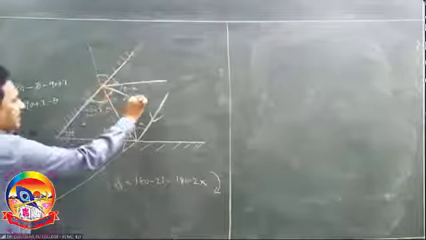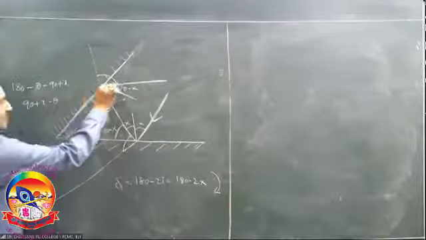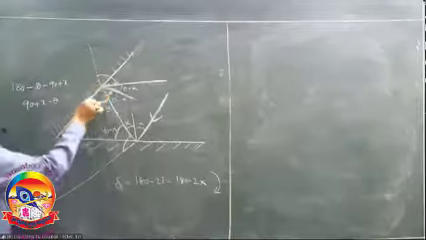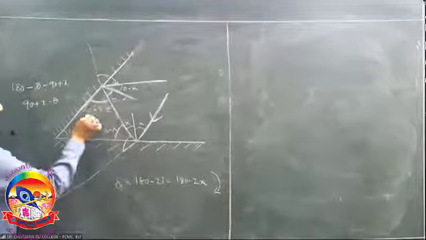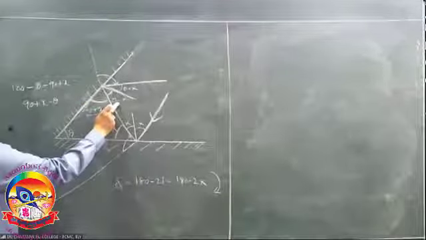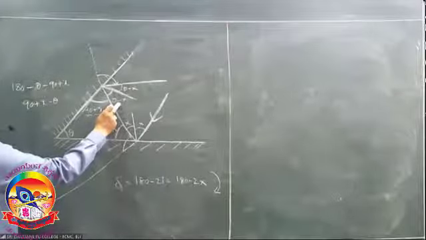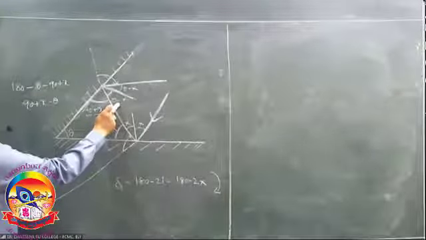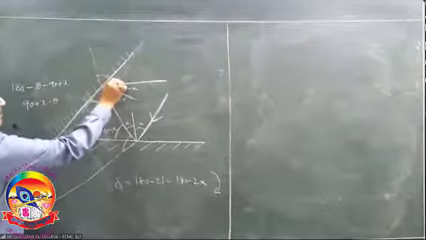Simple. This line is 90. If this is something, subtract it from 90 and I will get this value. Now the angle of incidence is how much? Theta minus x. Now I want this deviation.